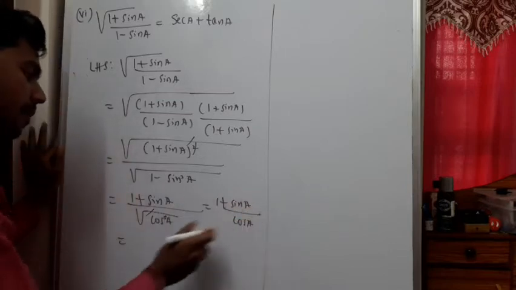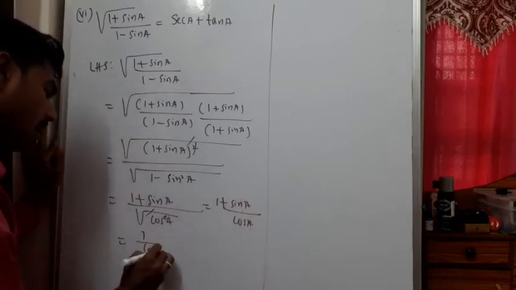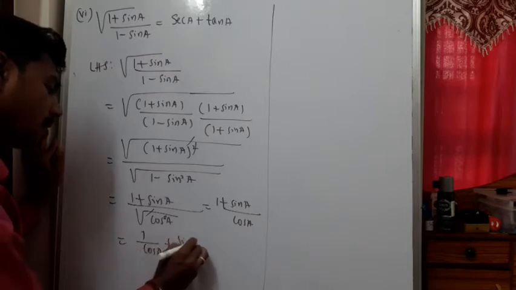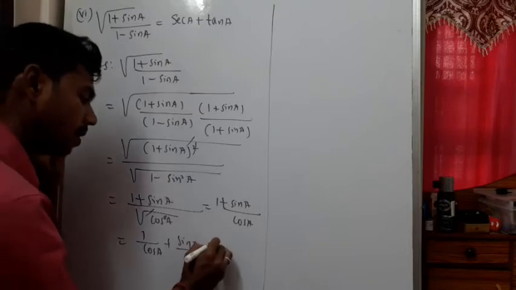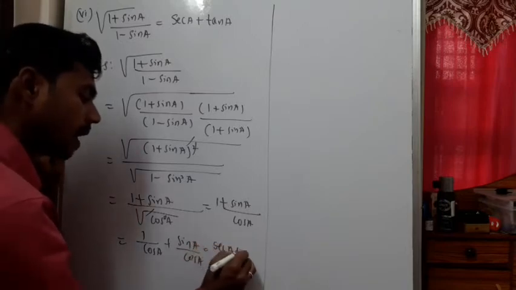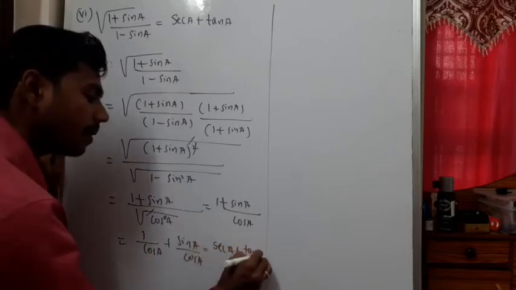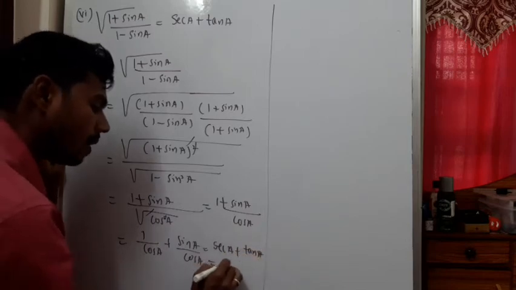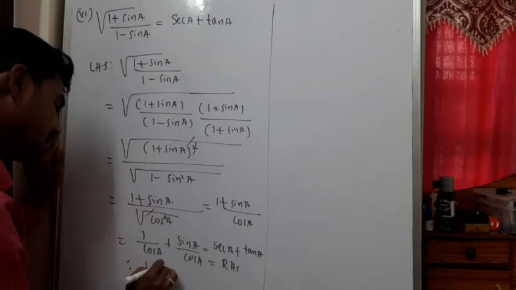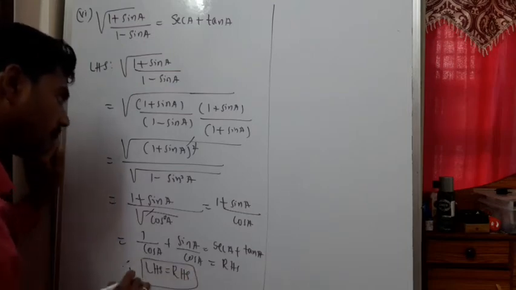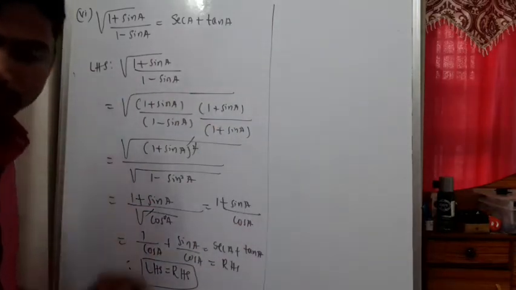So we need to separate it: 1 by cos A plus sin A by cos A. Fine. 1 by cos A is nothing but secant A. Sin A by cos A is nothing but tan A. So which is equal to RHS. Therefore LHS is equal to RHS. So please note this down.